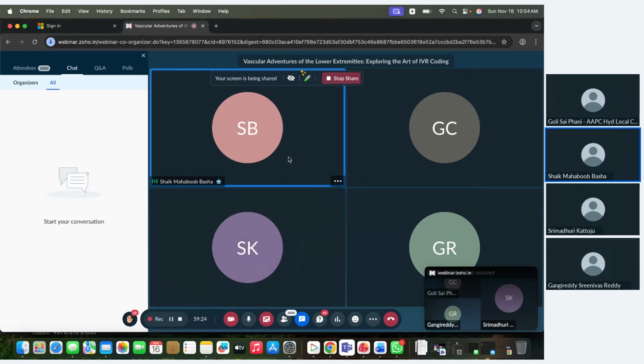Another question I have here. If the physician performs 2 atherectomies, one in the left common iliac artery and another in the left external iliac artery, how will you code? Based on the coding guidelines, you can provide the codes. Atherectomies, one is left common iliac, another one is left external iliac.